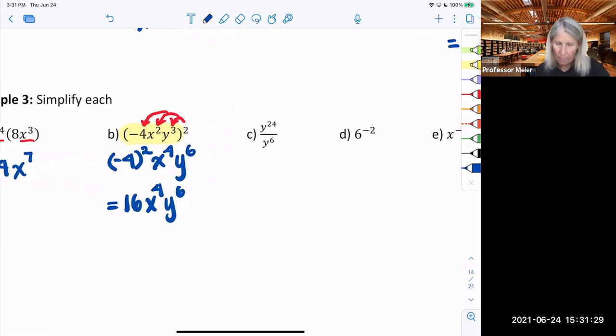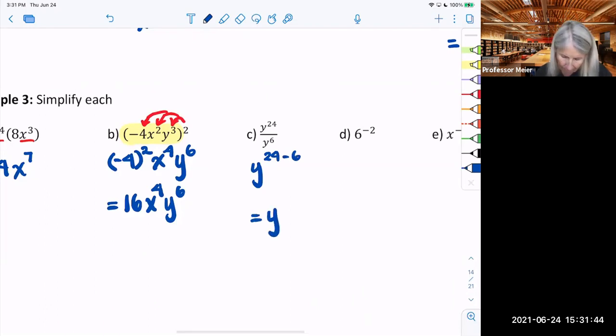All right, problem C, we have a division. We have the same base. So the rule for division is you just subtract the exponents. So this would be y to the 24 minus 6. And 24 minus 6 gives us 18, y to the 18th. So the rule is subtract exponents when you're dividing.